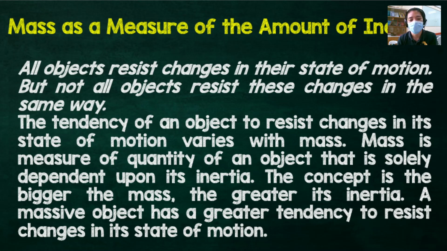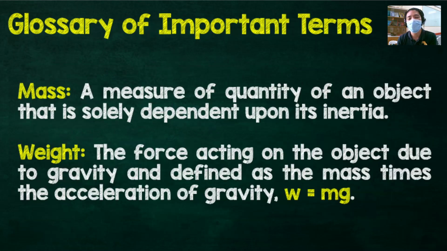Mass is a property of matter, and it's a measurement of the quantity that an object has, which is dependent upon its inertia. Weight, on the other hand, is the force acting on the object due to gravity, and defined as the mass times the acceleration of gravity.